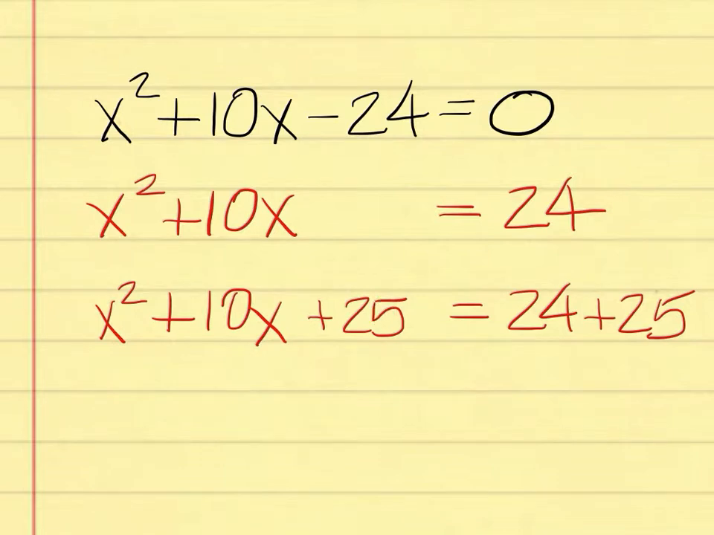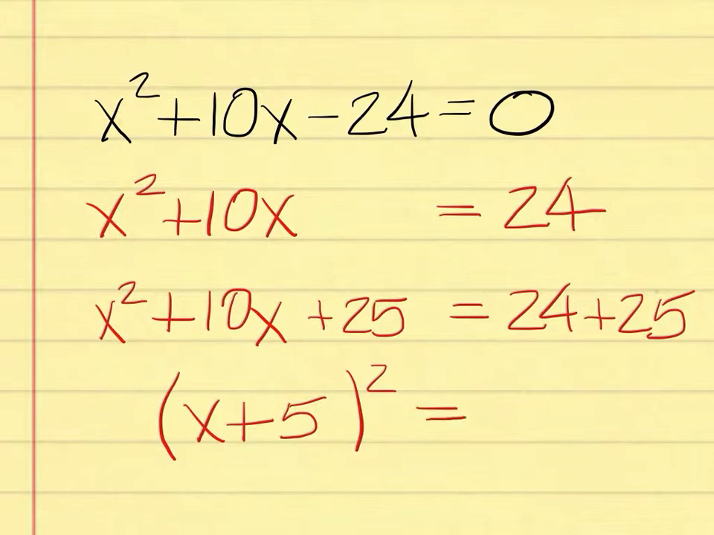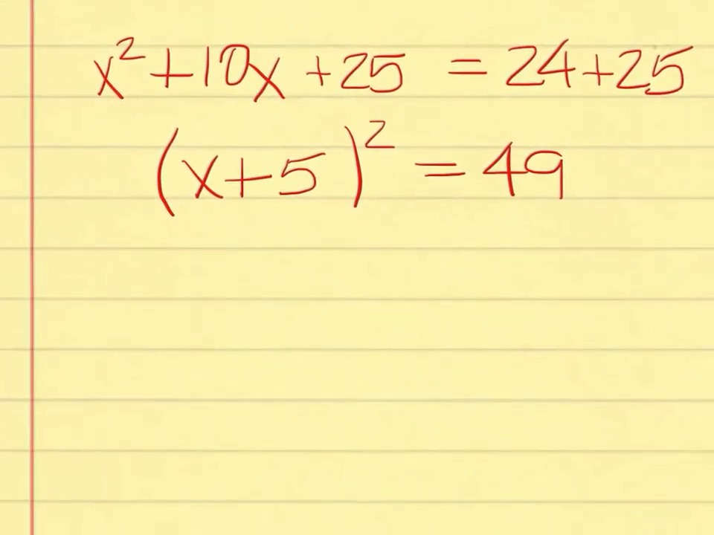That perfect square can be written like this, with an x, the sign from the middle, and half of the middle term. Half of 10 is 5. On the right-hand side, we have 24 plus 25, which is 49. You have a perfect square here. The square symbol says so.